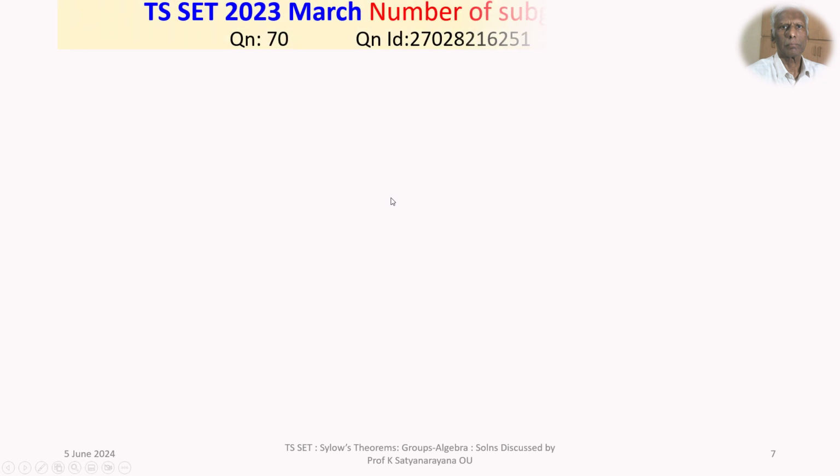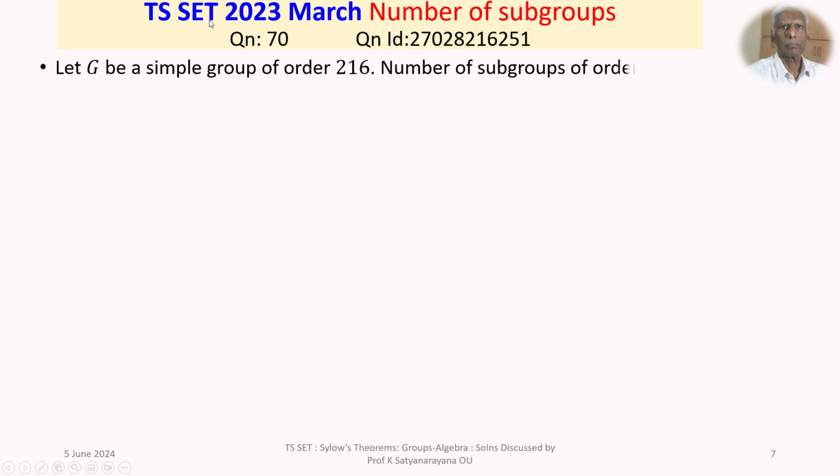Let's now discuss this question. This question has appeared in the TS SET 2023 March examination, and it talks about the number of subgroups, and the question number is 70 with this question ID. The given question is, let G be a simple group of order 216. The order of the group is 216. The number of subgroups of order 27 is, we have to find out the number of subgroups of order 27, and we are given 4 options.